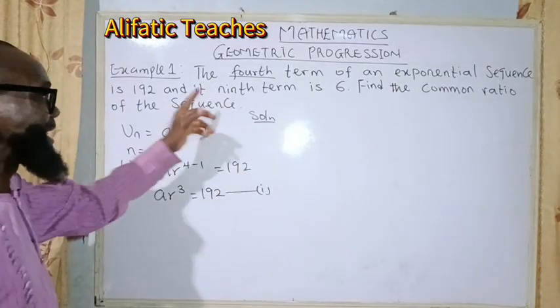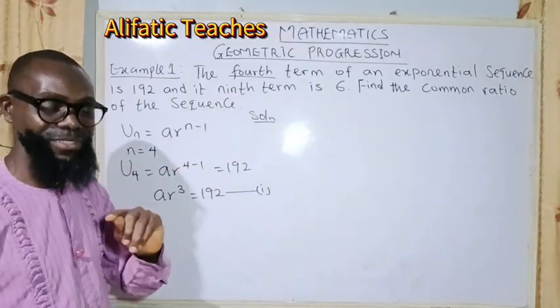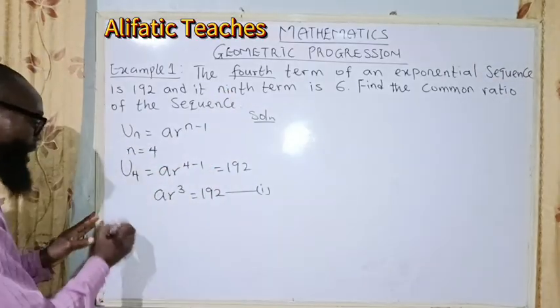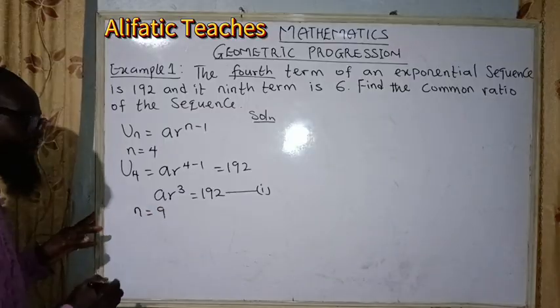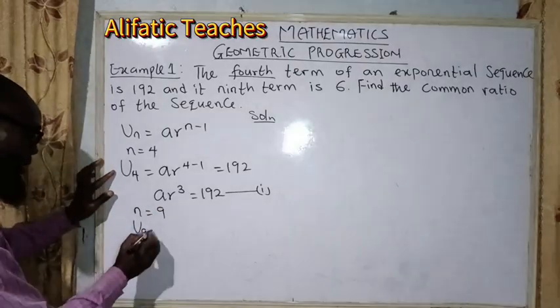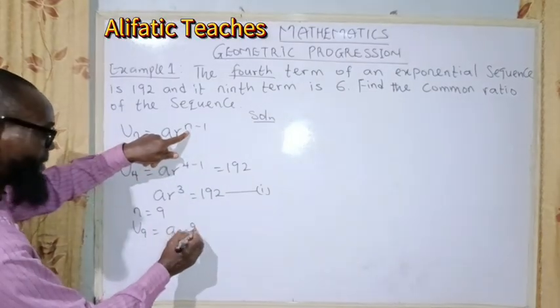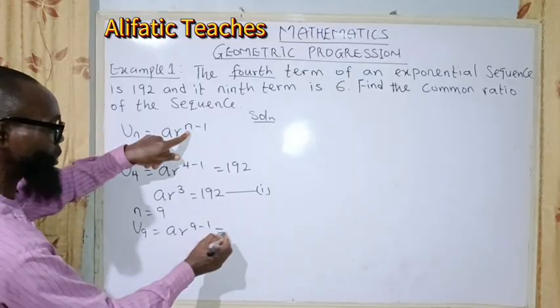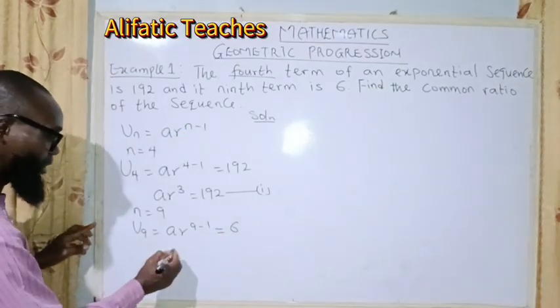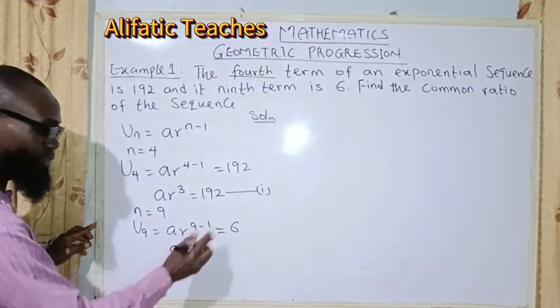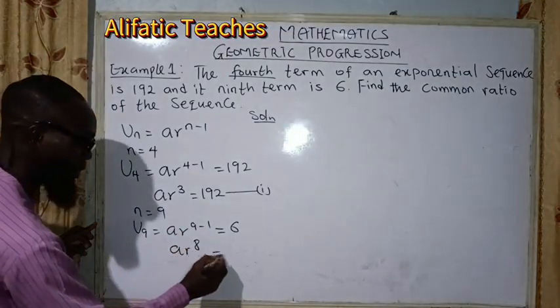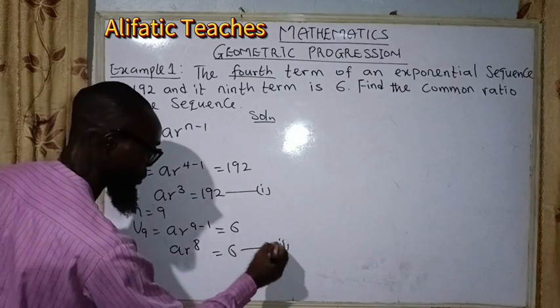Okay? And its ninth term is 6. Ninth term, that is when our n is equal to 9, then U9 will equal ar raised to power n, now 9 minus 1, then equals 6. Therefore, ar raised to power 9 minus 1, which is 8, equals 6, equation 2.